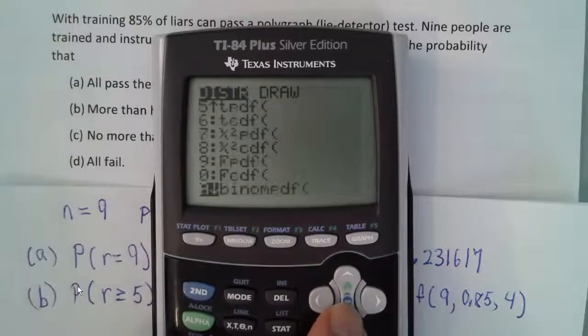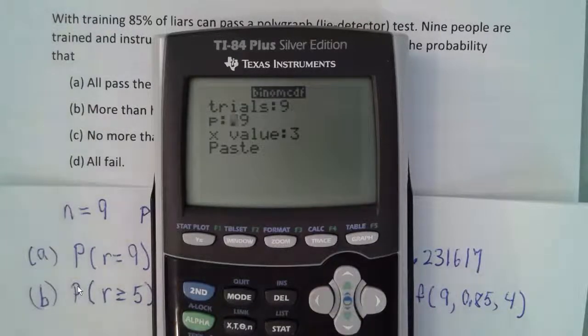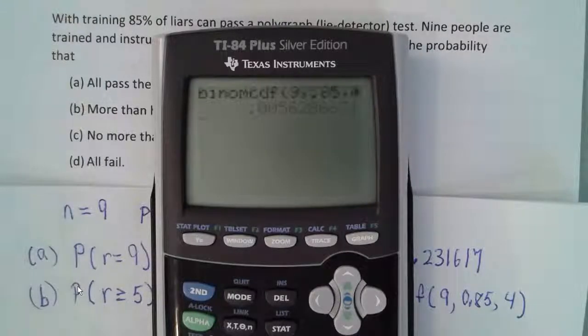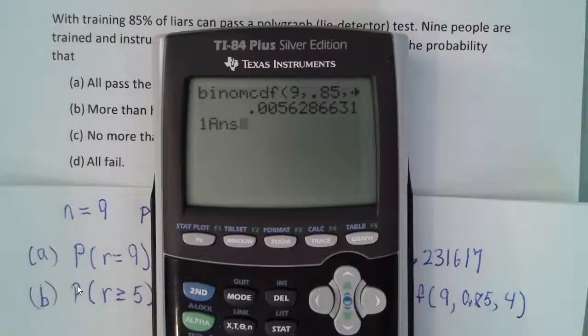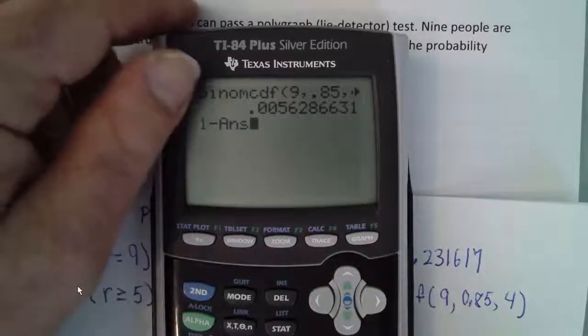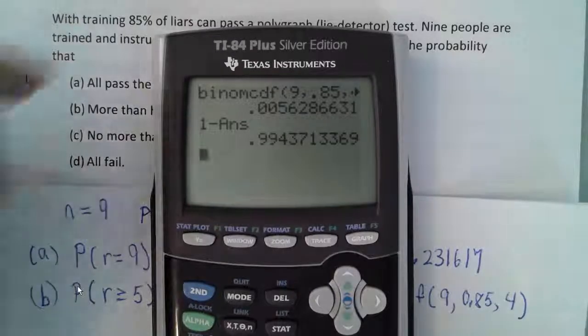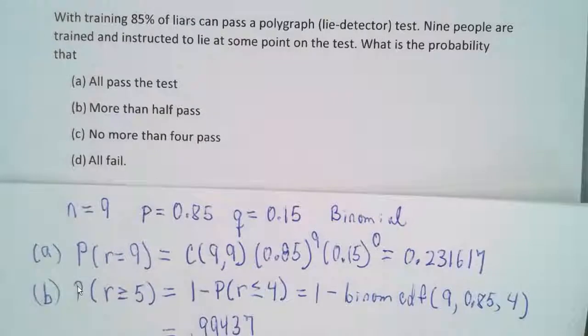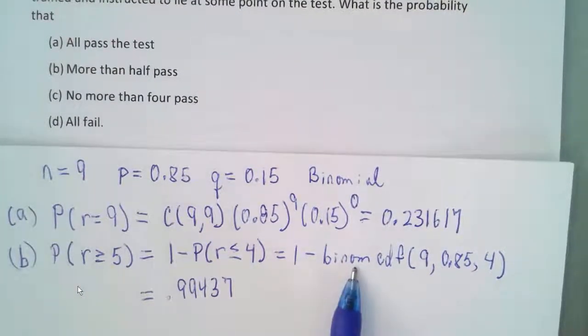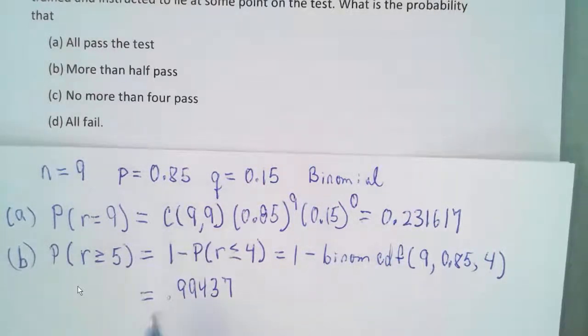Okay, scroll down to our binom CDF. 9 trials. Probability of success is 0.85. We are interested in 4 or fewer successes, and that gives us 0.0056, but of course we're interested in 1 minus that. We can get that easily on the calculator. 1 minus second answer. You press the minus key right next to the enter with the second key, and I get the result 0.99437. And of course, if you would prefer to get this number from the calculator, it's about 0.005629. You could plug that in here and then do the subtraction on your own.